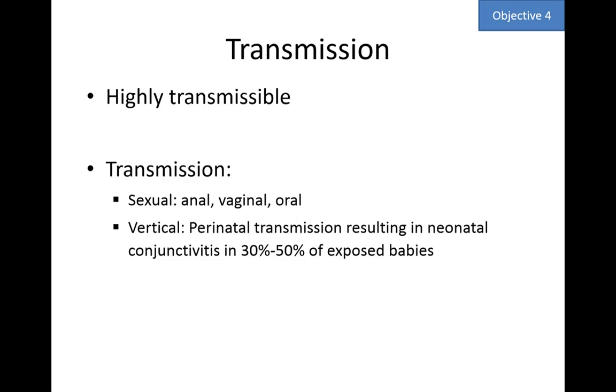Chlamydia is highly transmittable, and it is mostly transmitted through sexual contact. It could be anally, vaginally, or even orally. Women who are affected with chlamydia and are not treated adequately can transmit chlamydia to their infant. It is one of the main causes of conjunctivitis in the newborn, and these neonates have to be treated once exposed.